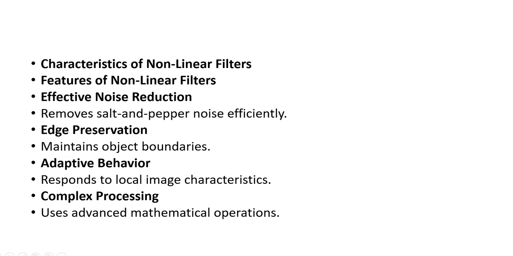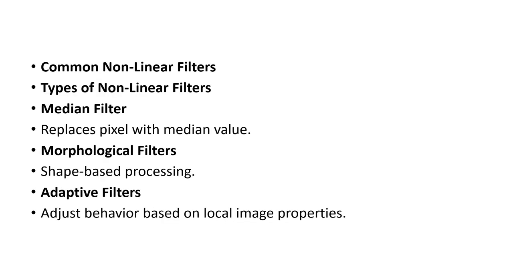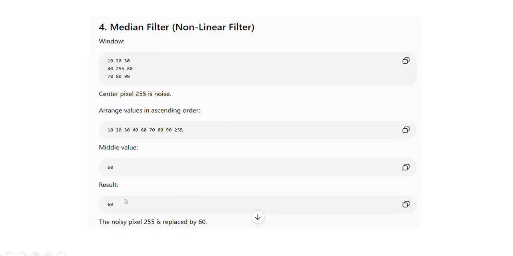It removes salt and pepper noise effectively, helps to preserve edges. It responds to local image characteristics, like whatever local information is available in the image, that is being preserved, and it makes use of advanced mathematical operations. So we have three kinds of nonlinear filters. One is the median filter, morphological filters, and the adaptive filters. First one is the median filter.